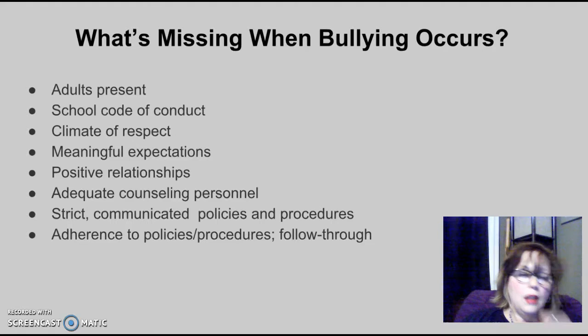Adequate counseling personnel. This is something that a lot of schools don't have because of school budgets, adequate personnel, and then large class sizes, honestly. So, personnel in general. And then strict communicated policies and procedures. So, we do have to have our expectations and our policies and procedures. And then I go on to say adherence to these policies and procedures, follow through. We need to immediately deal with things and we need to do what we say we're going to do. Because if we say, well, okay, we'll let this one slide, why is it not going to happen again? Or another kid's going to say, well, I could do that.